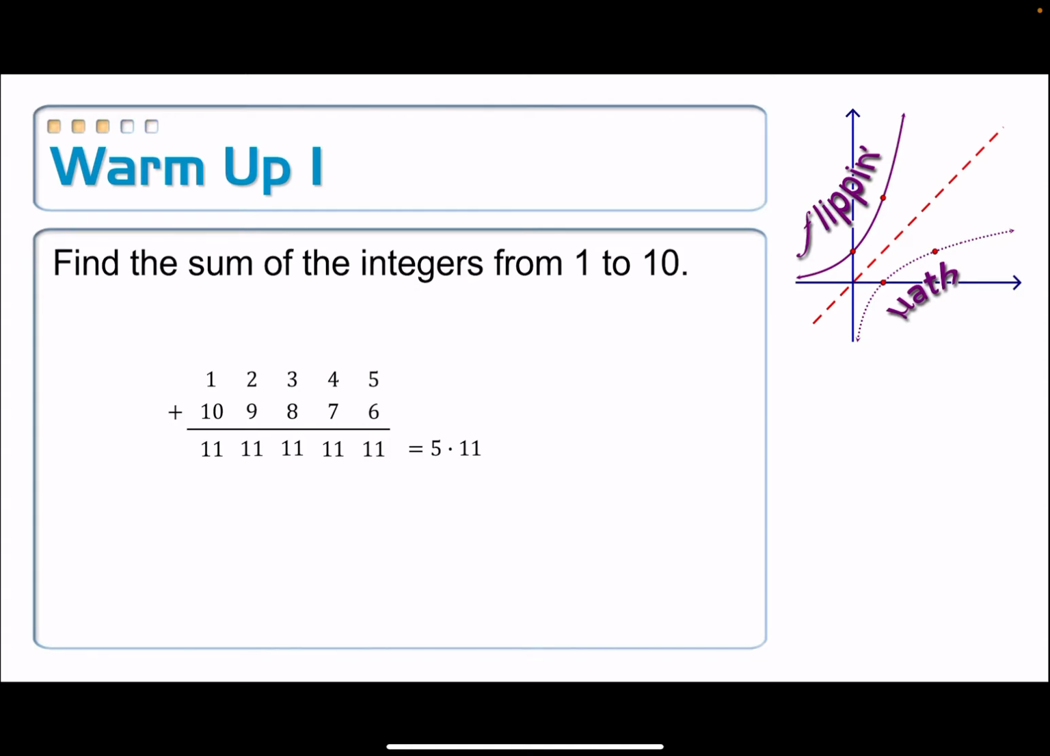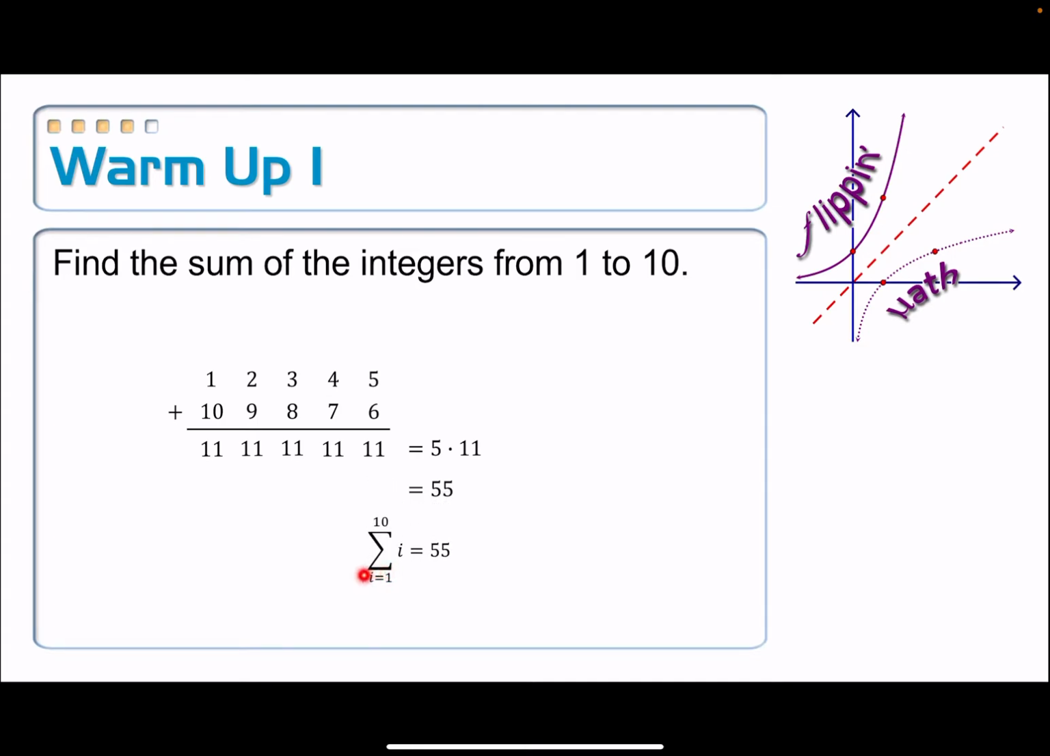Okay, so you can see very simply here that in order to add these numbers up, when we arrange them like this, we have 5 columns here. Where's my laser pointer? Come on. There we go. We have 5 columns, and each one of those columns totals up to 11, so obviously we've got 55.